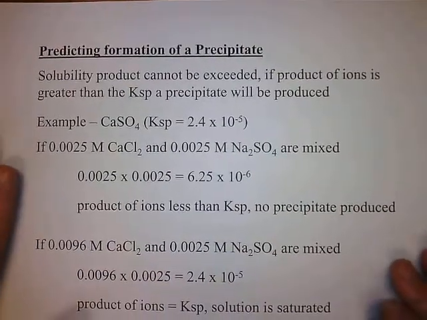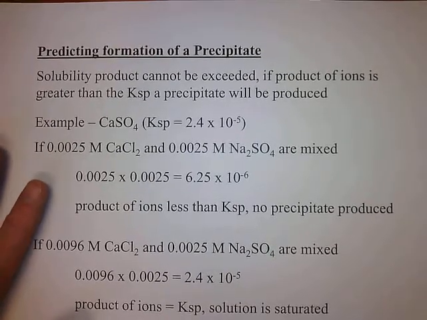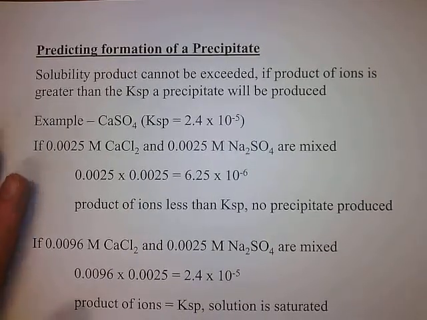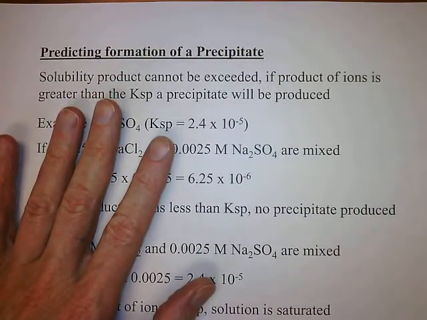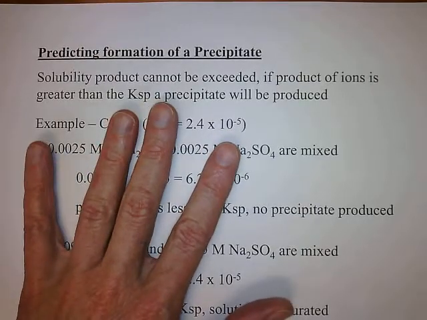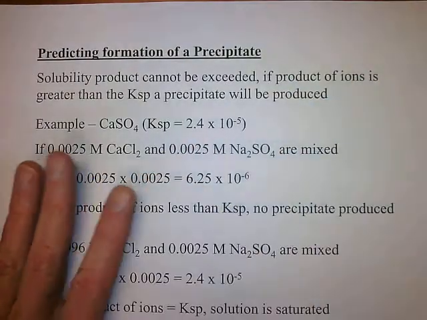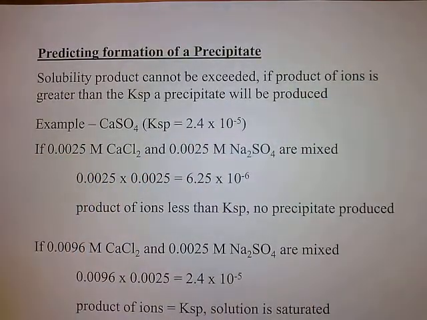Okay, so we got one last thing to talk about here, and that is predicting the formation of a precipitate. Now, like I was saying previously, solubility product cannot be exceeded. Okay, it cannot be exceeded. If the product of the ions is greater than the KSP, that's a situation that really can't happen. So in other words, a precipitate would be produced and the ions would start coming together and falling out of solution until the concentration drops and becomes equal to the KSP.